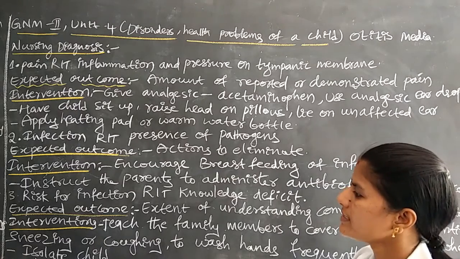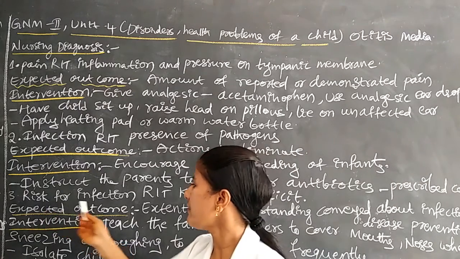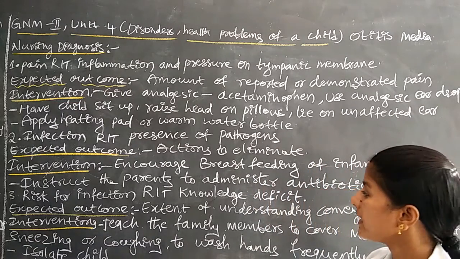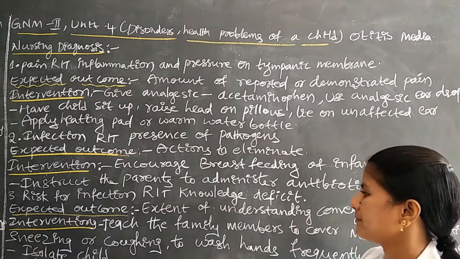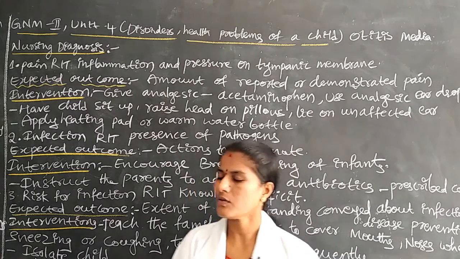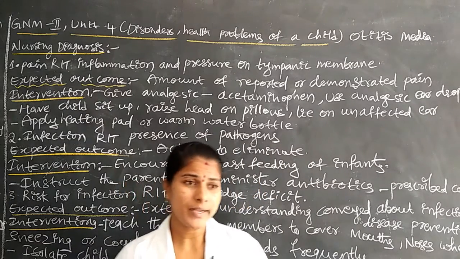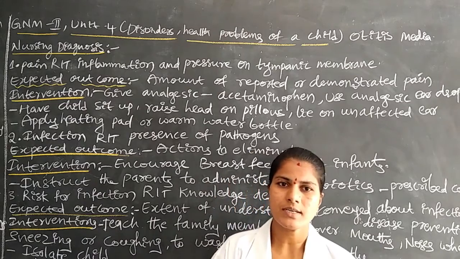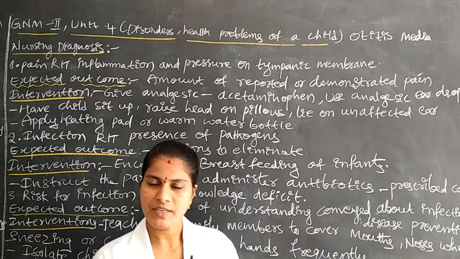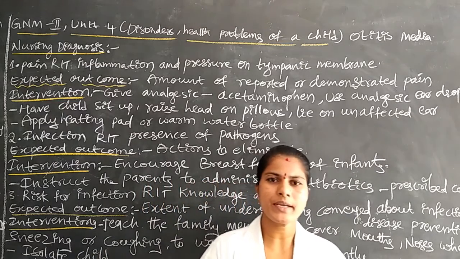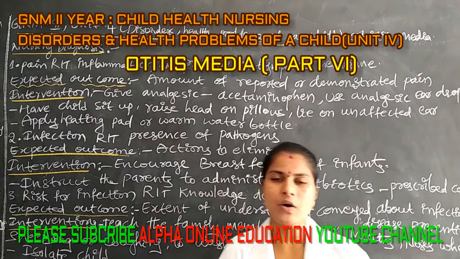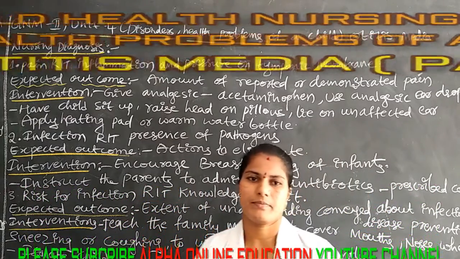The third one is the risk for infection. This risk for infection is related to knowledge deficit. One cause is there now. What does that mean? Otitis media will cause excessive overcrowding. If the child is not following prevention of infection or infection control methods.